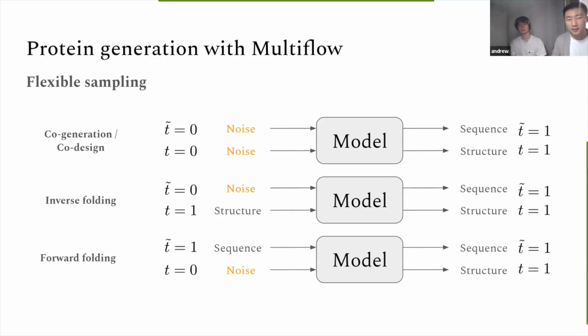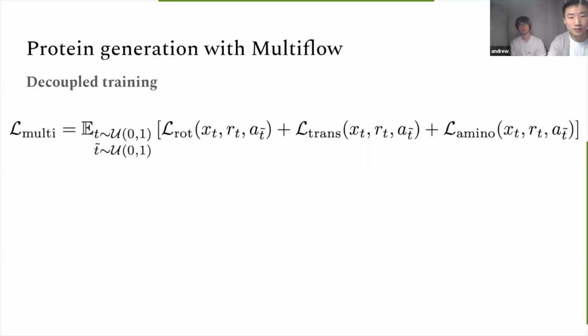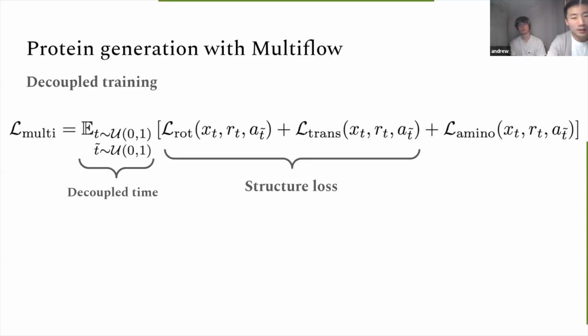So to be able to use a model like this at sampling time, you have to train it in a way that it's seen every combination of noisy sequence and structure. So that's what we call decoupled training. The thing to note here is that the expectation is taken over a uniform sample of T for the structure and T tilde for the sequence. So we call this decoupled time. You can imagine a 2D grid of the time, and we're trying to sample across this whole grid so the model learns every possible combination of how much noise is in the structure and the sequence.